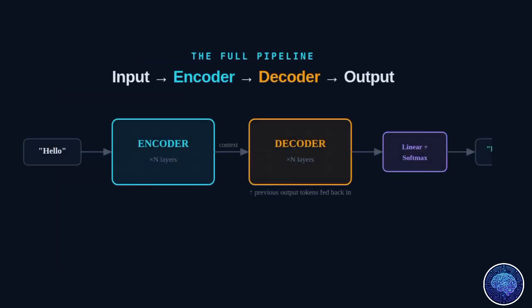Put it all together and the full pipeline looks like this. Input text goes into the encoder. The encoder produces a rich context representation that flows into the decoder. The decoder generates output one token at a time, passing each new token back in as input for the next step, through a final linear and softmax layer to pick the most likely next word.